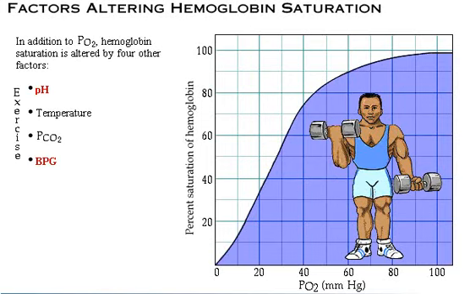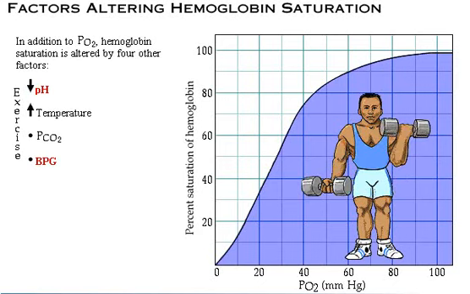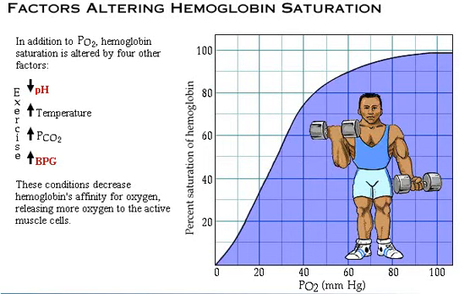During vigorous exercise, contracting muscles produce more metabolic acids, such as lactic acid, which lower the pH, more heat, and more carbon dioxide. In addition, higher temperature and lower PO2 increase the production of BPG by the red blood cells. These conditions decrease hemoglobin's affinity for oxygen, releasing more oxygen to the active muscle cells.